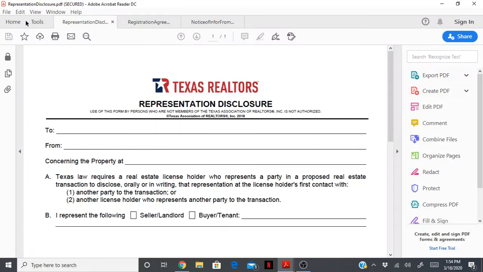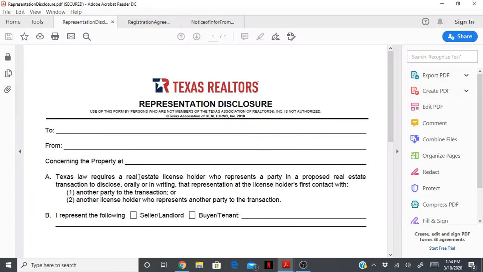Okay, so you want to present this disclosure up front. And so it simply says to, and that would be each of your clients separately. So there would be 2 documents if you used my example. To Sarah Jones from Jane Doe from XYZ Brokerage concerning the property at 123 Main Street.